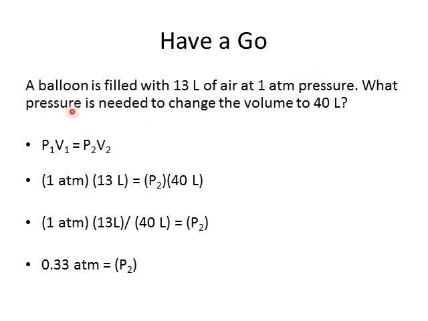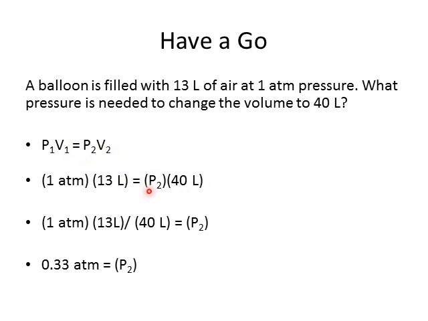What pressure is needed? So a new pressure and a new volume. To change the volume to 40 litres, they're a second pair. So my P2 and my V2. So my P1 and V1, volume 13 litres and pressure 1 atmosphere, go in here. So I have 1 atmosphere pressure and 13 litres is equal to my P2, which is my unknown, and my new volume, which is 40 litres.